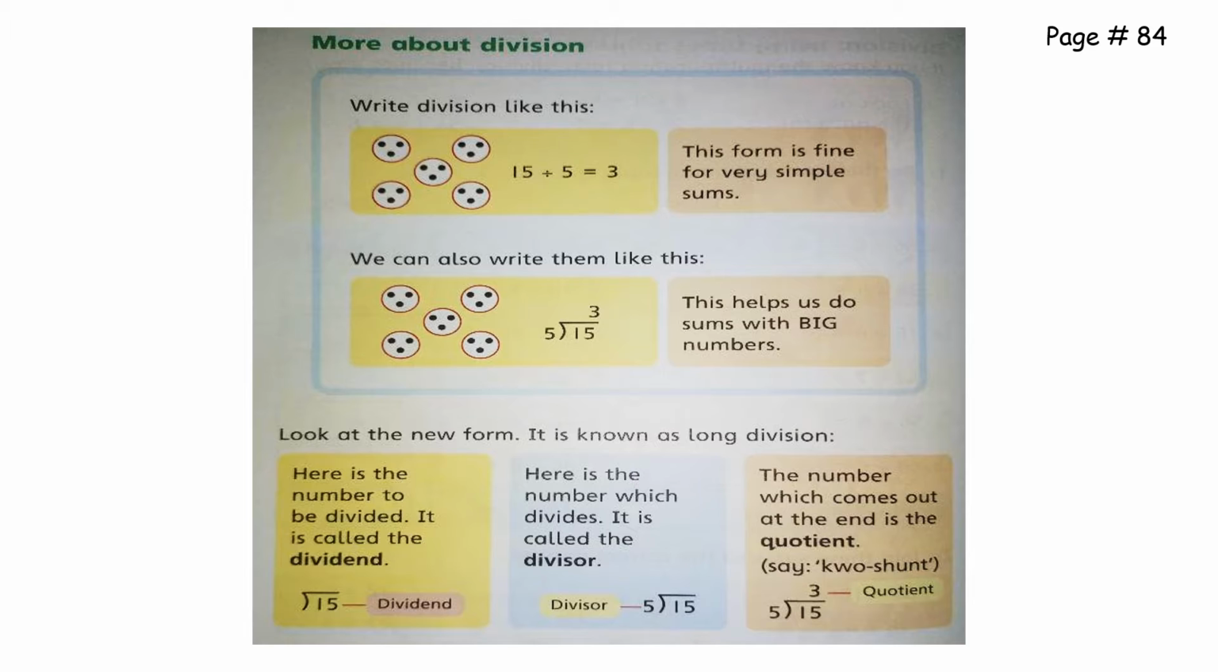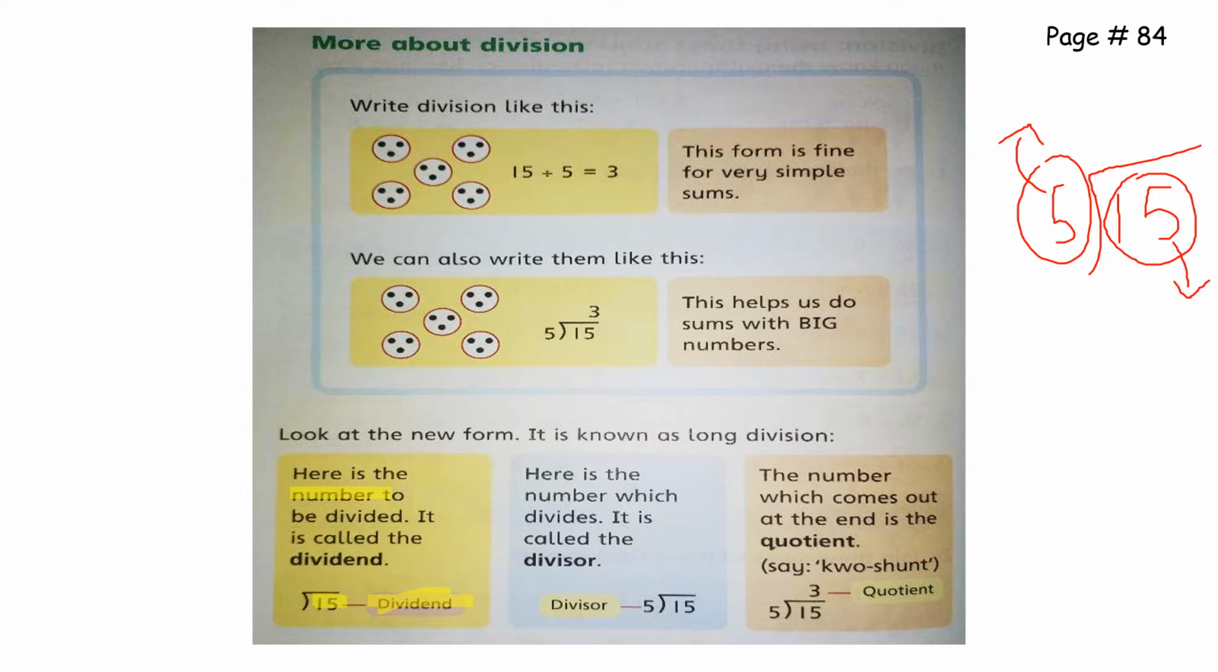So these are some terms you need to remember. What is dividend? It is the number to be divided, means the number we write inside is called dividend. When we divide any number, let's say you are dividing 15 by 5, the number you write inside, the number you have to divide, is called dividend, and the number by which you have to divide is called divisor. So this is dividend, this is divisor, and we write the answer here, that is called quotient. You need to remember these three terms: dividend, divisor, quotient.